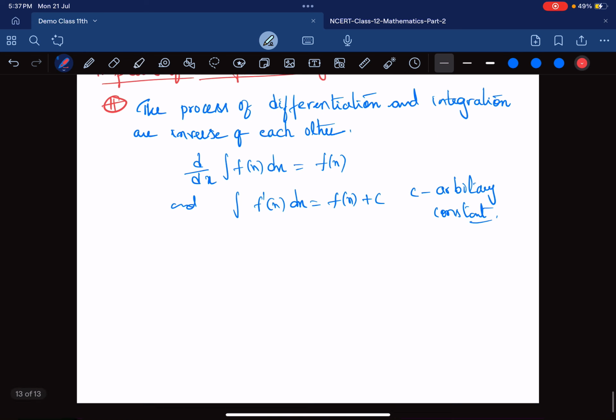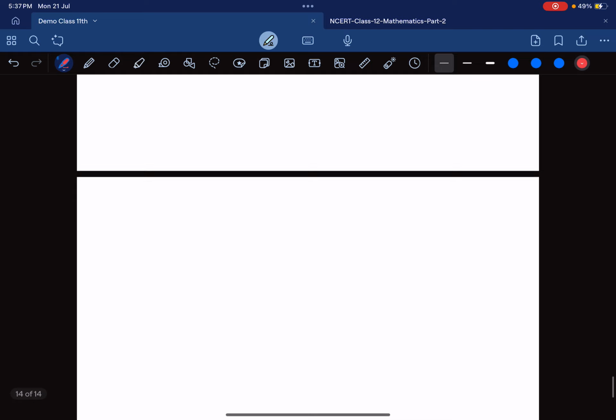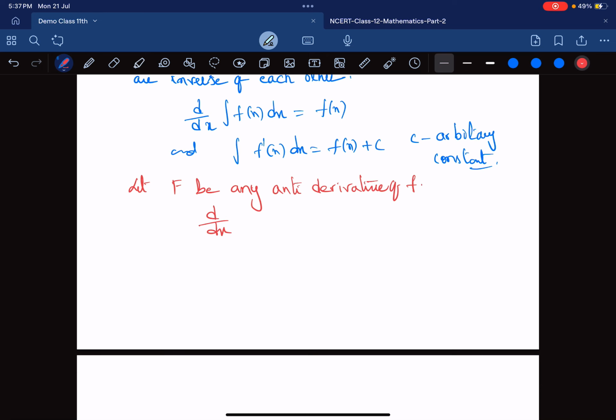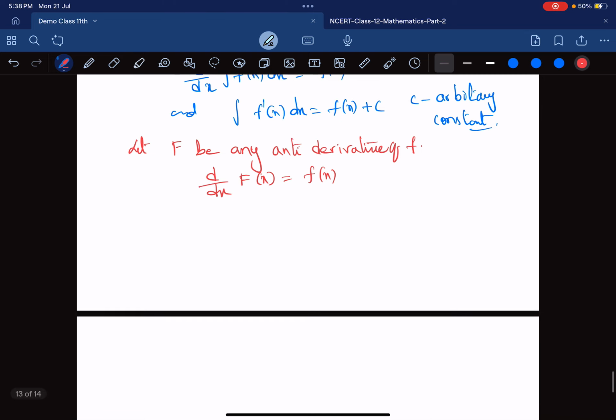Now we'll take this. Let capital F be an antiderivative of f. That is, d by dx of capital F of x is equal to f of x. Now the integral of f of x dx is equal to capital F of x plus c.